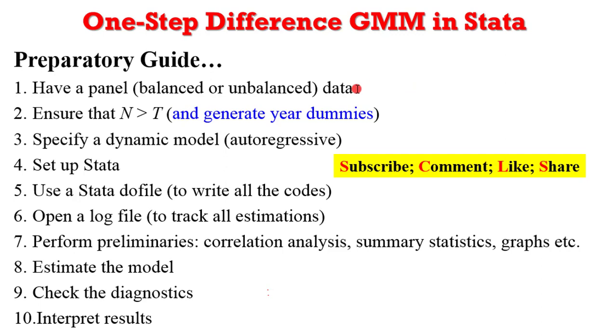Make sure you have a panel data. Yours may be balanced or unbalanced. Ensure that the number of cross sections is greater than the time span in your data, and make sure that you generate year dummies. Specify a dynamic model. Set up Stata to perform panel data estimations. Make sure you are using a do file and a log file to write all your codes and to track all your estimations. If need be, go ahead to perform some preliminaries like correlation analysis, summary statistics. You may decide to plot the graph of the dependent variable. Then go ahead to estimate the model, check your diagnostics as you go along, and interpret your results.